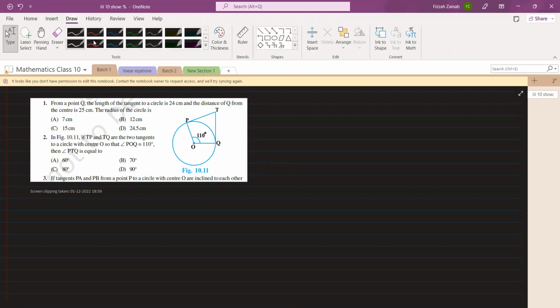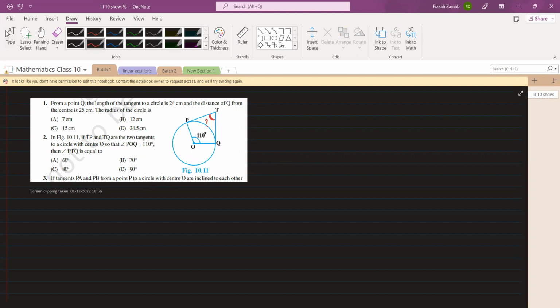Right. Now question number 2 is here. In the figure, TP and TQ are two tangents to a circle with center O, and angle POQ is 110. Then angle PTQ is equal to what? This angle you have to find.